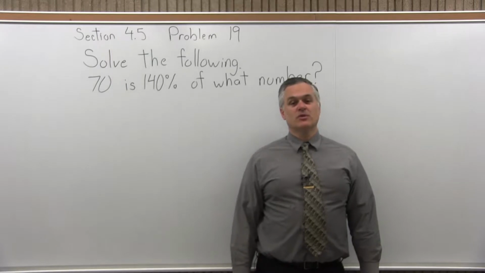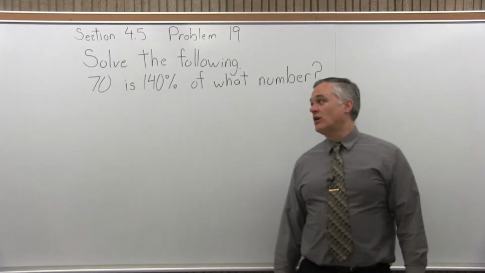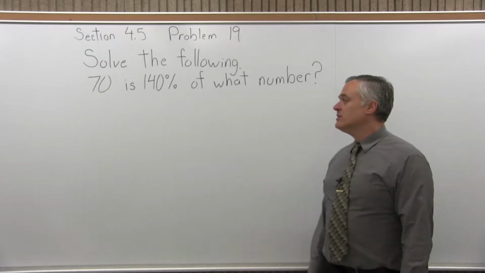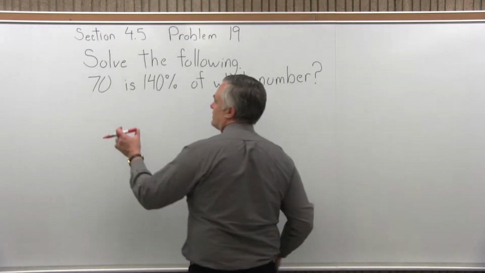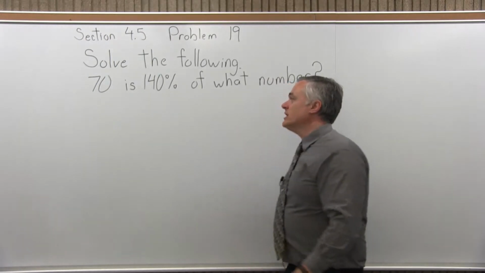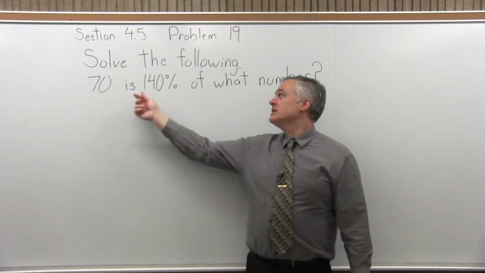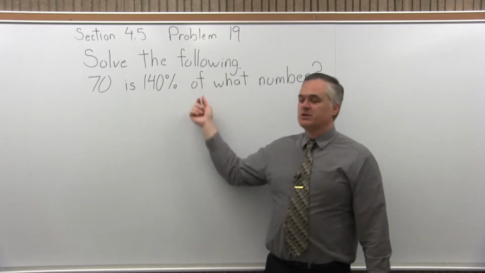This is Section 4.5, Problem 19. It says solve the following. 70 is 140% of what number? So to solve this, what we have to do first is write it as an equation and then solve the equation. And you have to look for certain key words such as "is," which will become an equals, and "of," which will become a multiply.